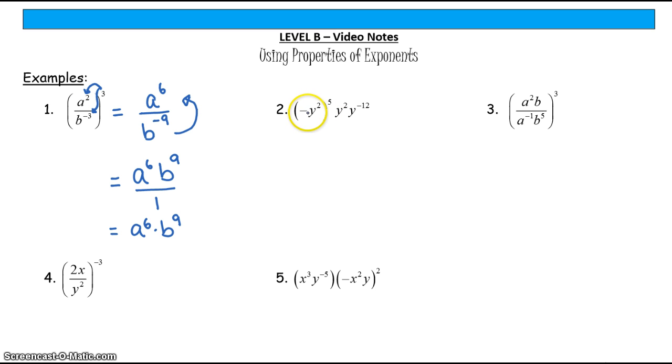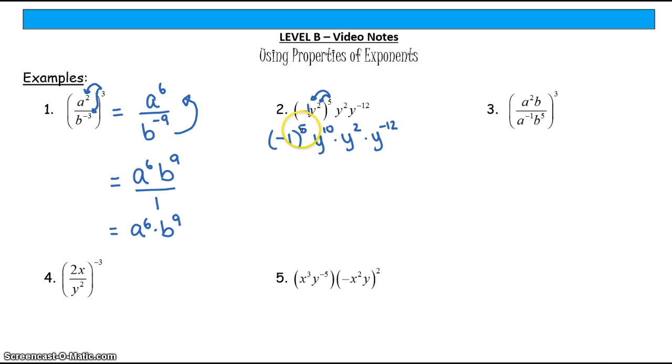Now let's go into the second problem. We have a negative. Now I see that as a negative 1. So technically I am going to be distributing the power of 5 to the negative 1 as well as to the base of y. So here's what this looks like. Negative 1 raised to the 5th power. And we have y raised to the 2 times 5, which is 10th power, times y to the 2nd power, times y to the negative 12th power.